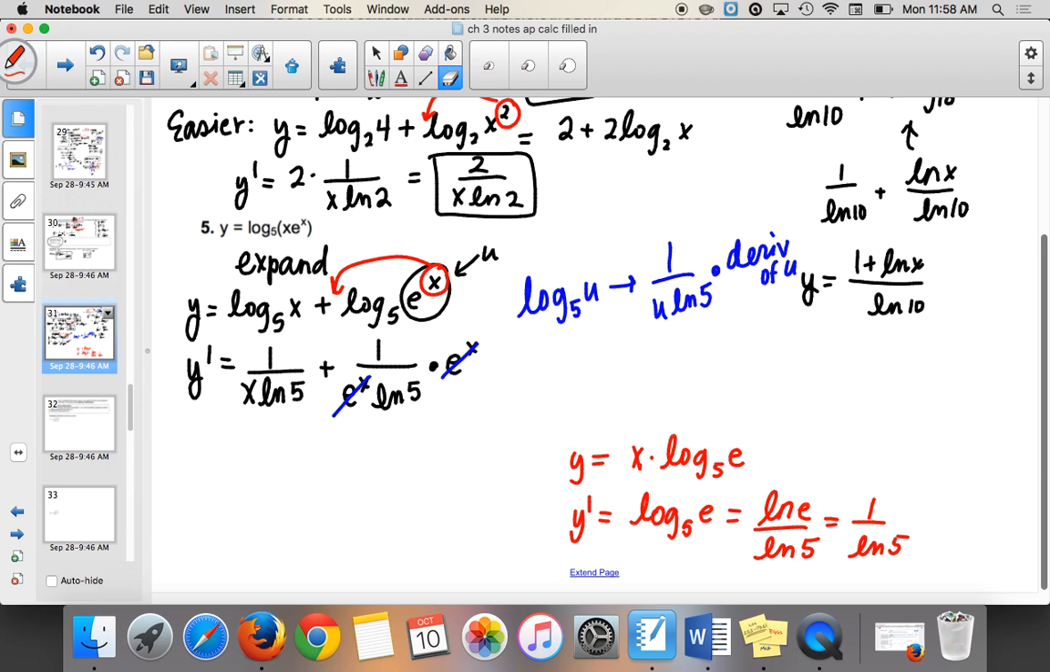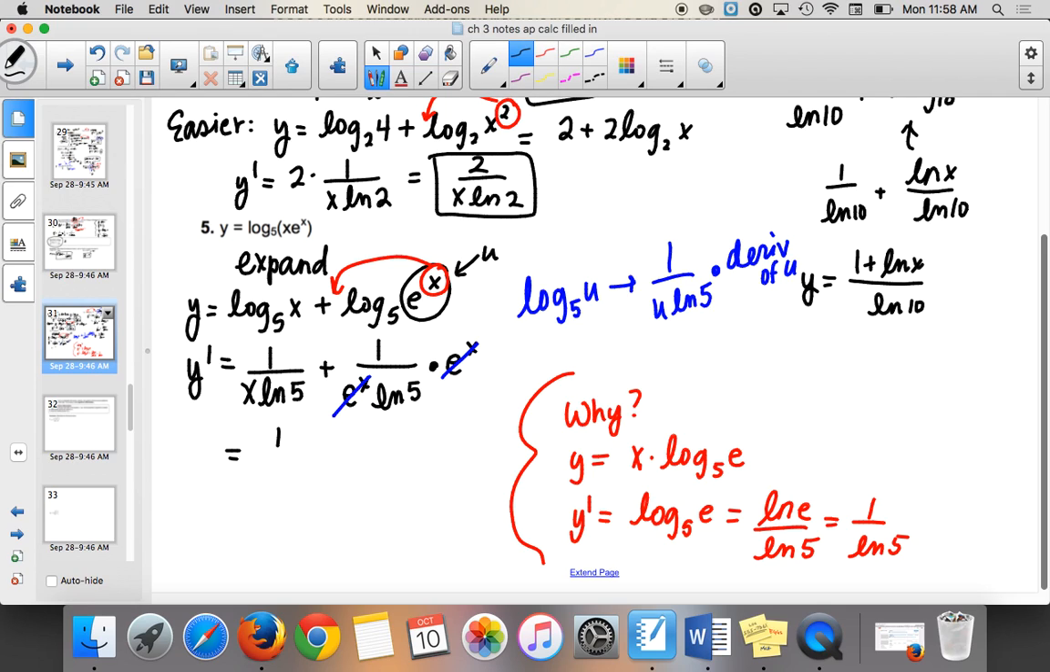Where you left off in the black, where you just canceled the e to the x, where does the x go? Okay, so the e to the x's are gone. So then the x from the formula, is that what you're saying? It was the u. Still a 1 over x, actually. So we have 1 over x natural log of 5 plus 1 over natural log of 5. That's our answer. Oh, okay.